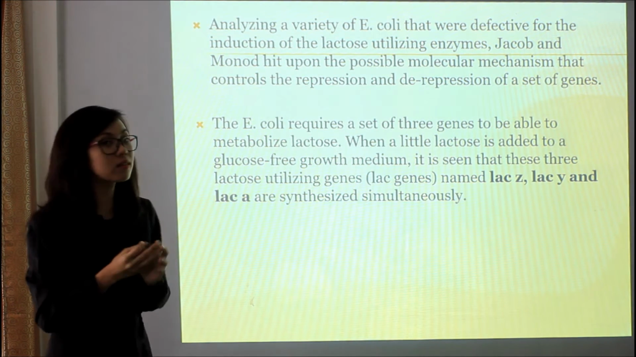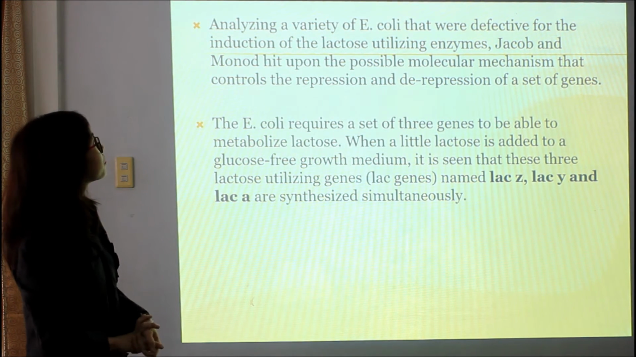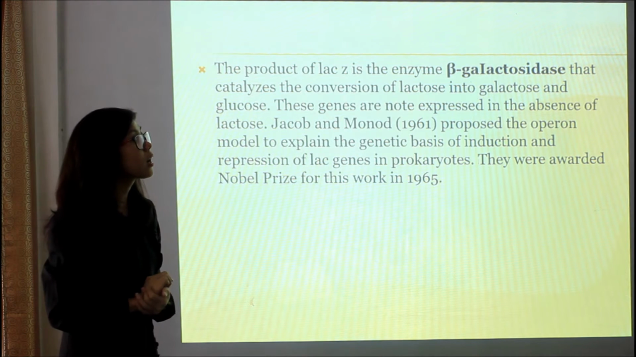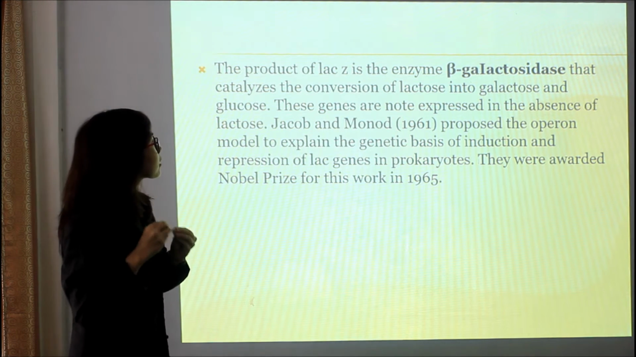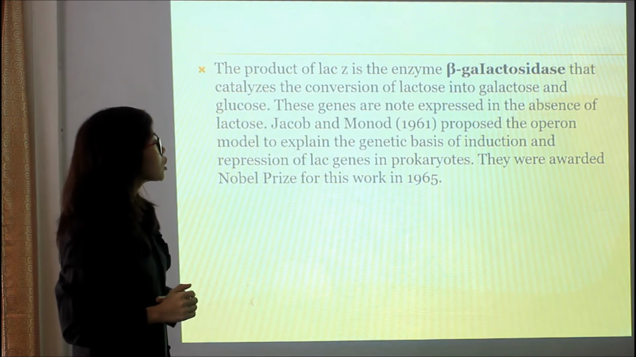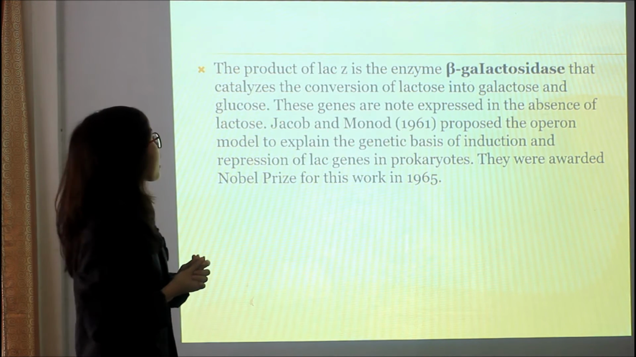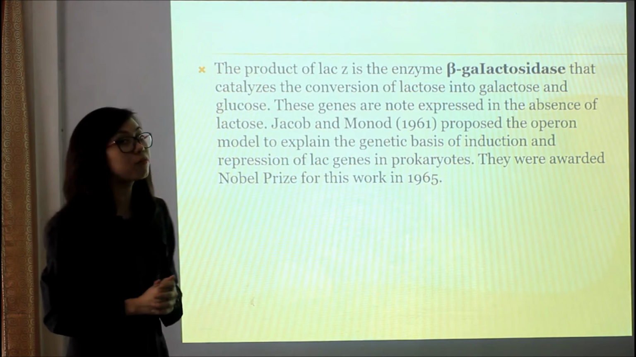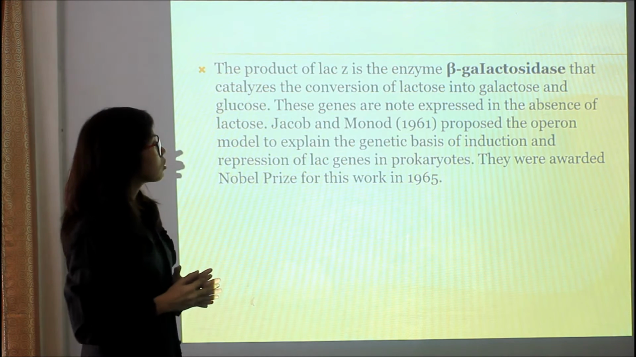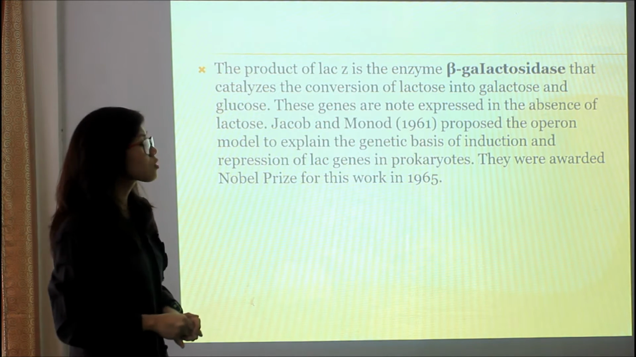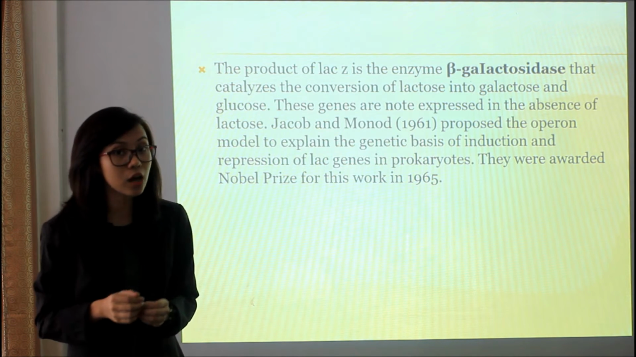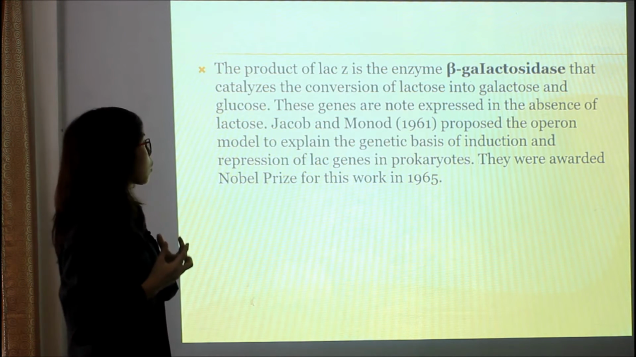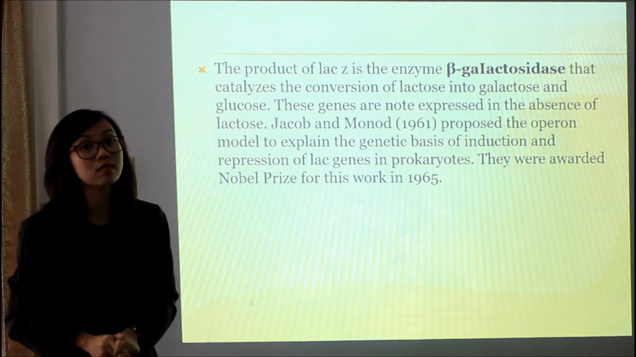Those 3 LACs are genes. The product of LAC-Z is the enzyme beta-galactosidase, which catalyzes the conversion of lactose into galactose and glucose. These genes are not expressed in the absence of lactose. Jacob and Monod proposed the operon model to explain the genetic basis of induction and repression of lactose genes in prokaryotes. They were awarded the Nobel Prize for this work in 1965.